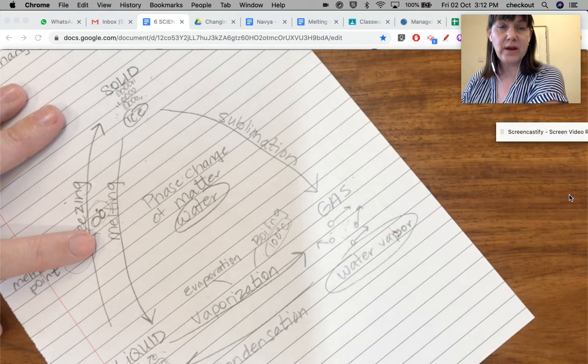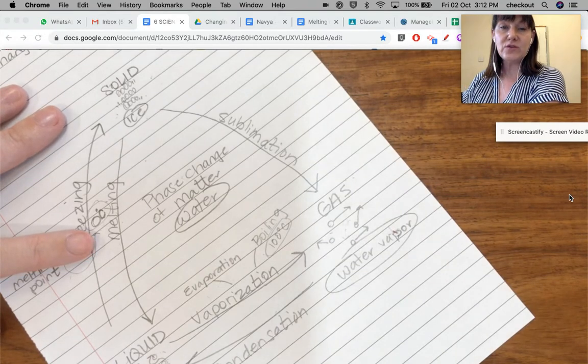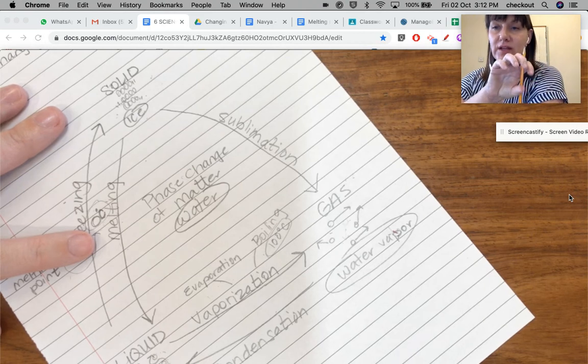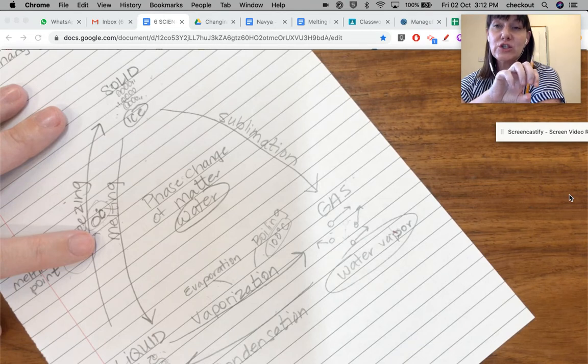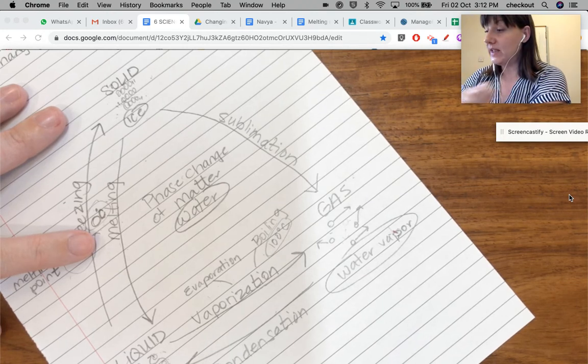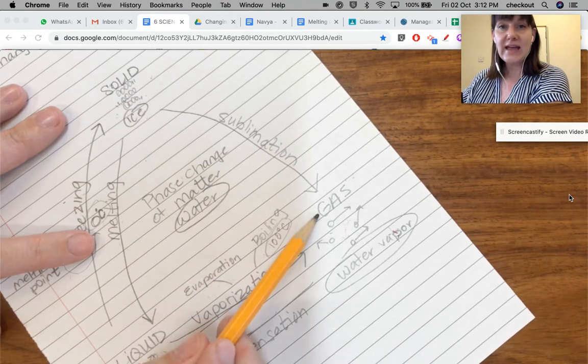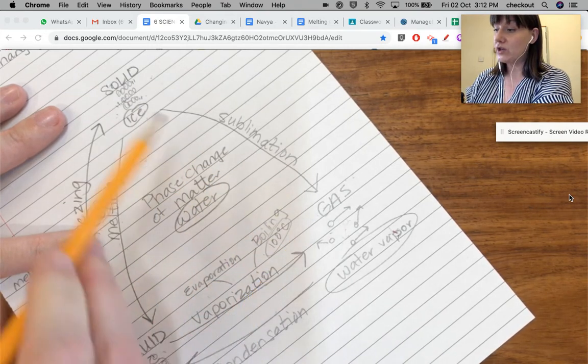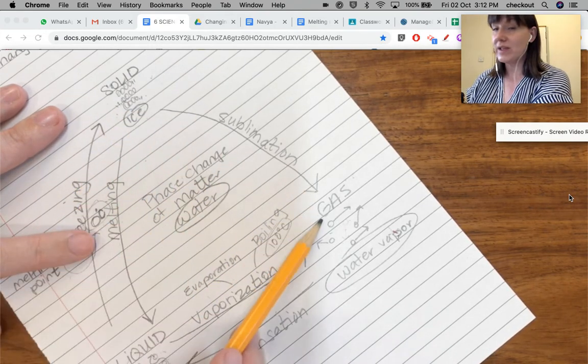Sublimation. An example of this would be dry ice. Dry ice looks like ice, it's white and really super cold, but it's actually carbon dioxide that is so cold that it is a solid. But when we put dry ice on the table, for example, it's gaining a lot of thermal energy very quickly and it changes straight to a gas. It goes from a solid dry ice to a gas that's carbon dioxide.